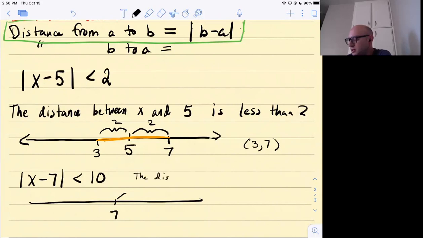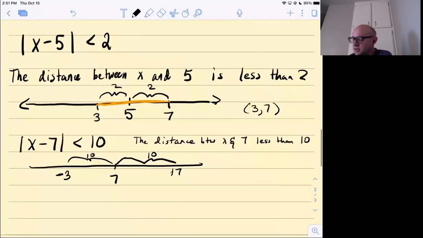That's how I'll write it out. And later, when you're more comfortable with these, you don't need to write out these sentences, but you do always want to be saying them in your head. So the distance between x and 7 is less than 10. That tells me 7 is the middle of my interval, and I go 10 over to the right, which gets me to 17, and 10 over to the left, which gets me to -3.